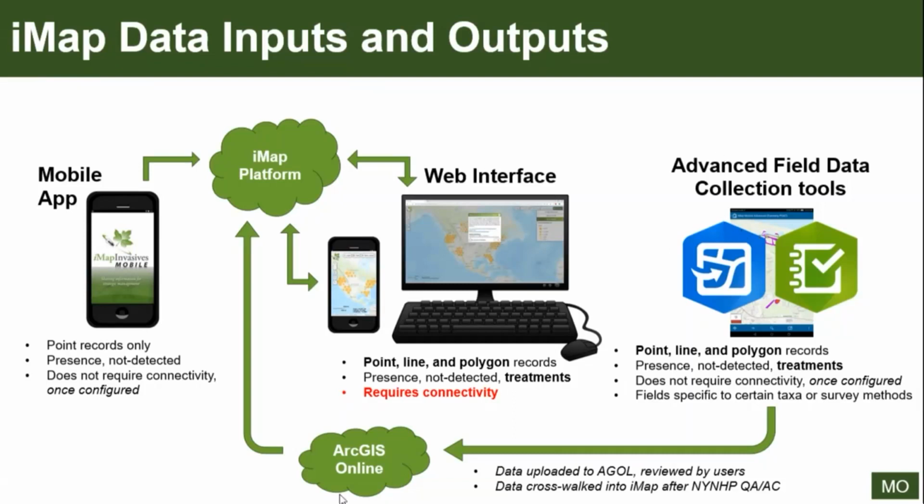And the way that these all kind of work is that the data is uploaded to ArcGIS Online, and then it goes into iMapInvasives. And then once it's in iMapInvasives, it's just like any other iMap record. So email alerts are sent out, the data is viewable in the web map services, etc.